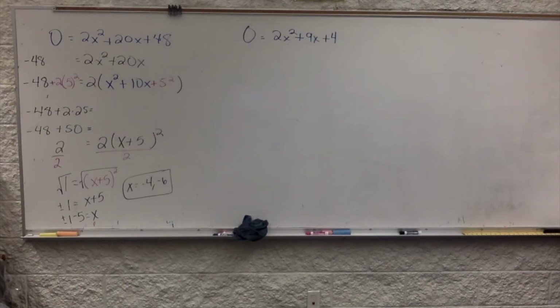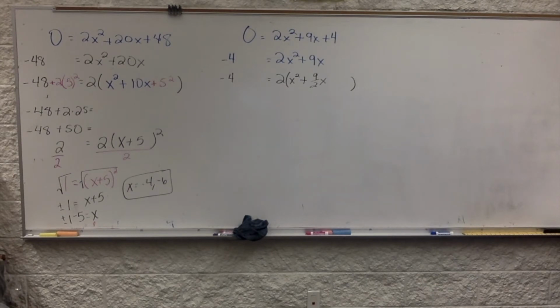To start a new problem, you're going to move the constant to the other side. It's the only time you do that, when you're completing the square. Again, we're going to factor out a 2 because we need it to be 1x squared. So this time, 2x squared divided by 2 is x squared, and then leave it as a fraction, and you're just going to have 9x divided by 2, which is going to be 9 halves x.